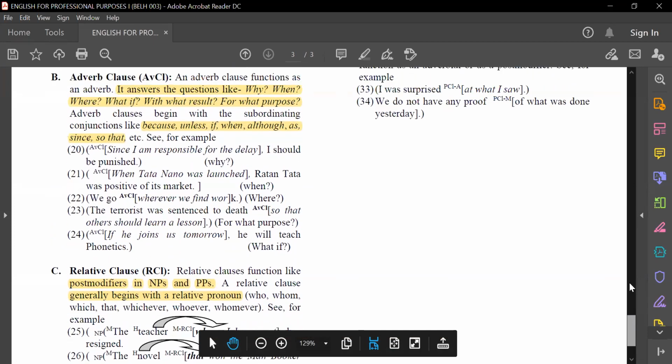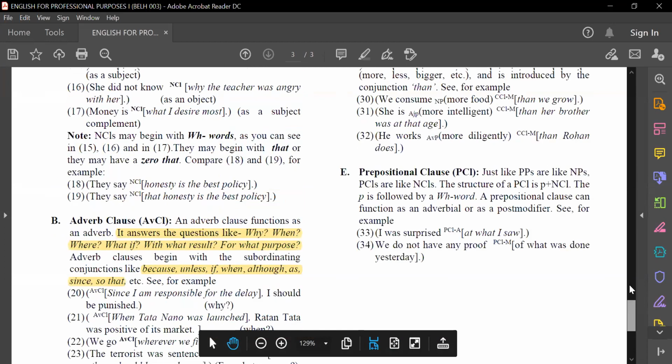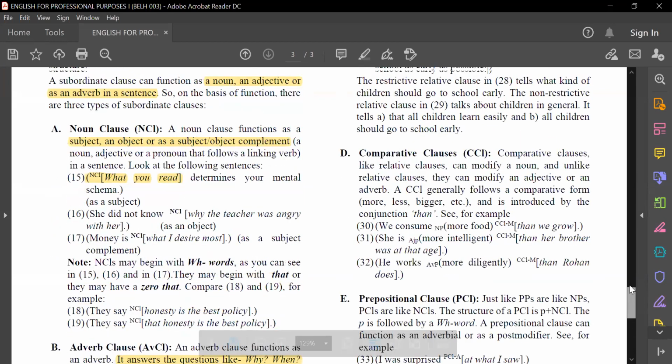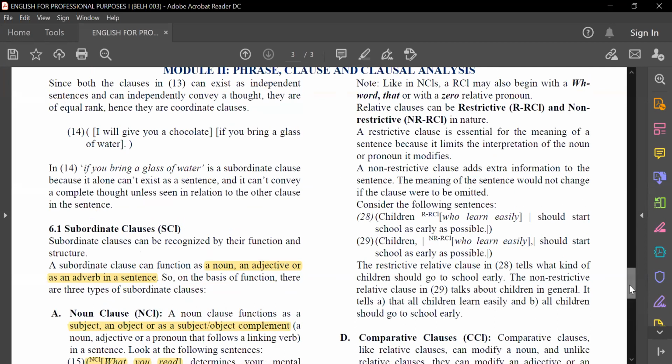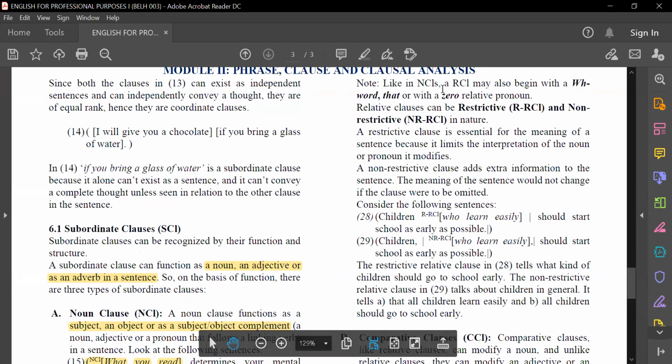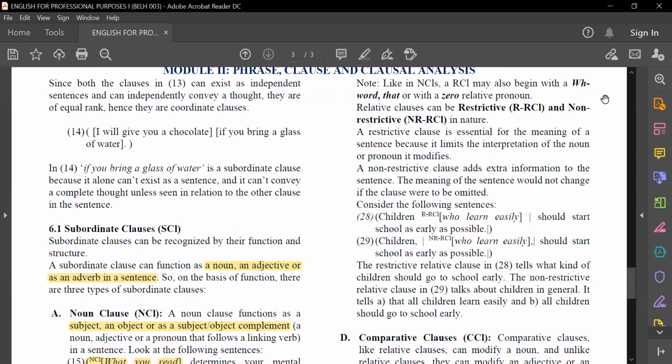Okay. Now let's look at some more instances where a relative clause functions with a different sense. Similar to noun clauses, a relative clause also begins with a WH word, that, or with a zero relative pronoun. Now, a relative clause can be restrictive and non-restrictive. There is an important thing to be noticed here: a relative clause can either be restrictive or non-restrictive.